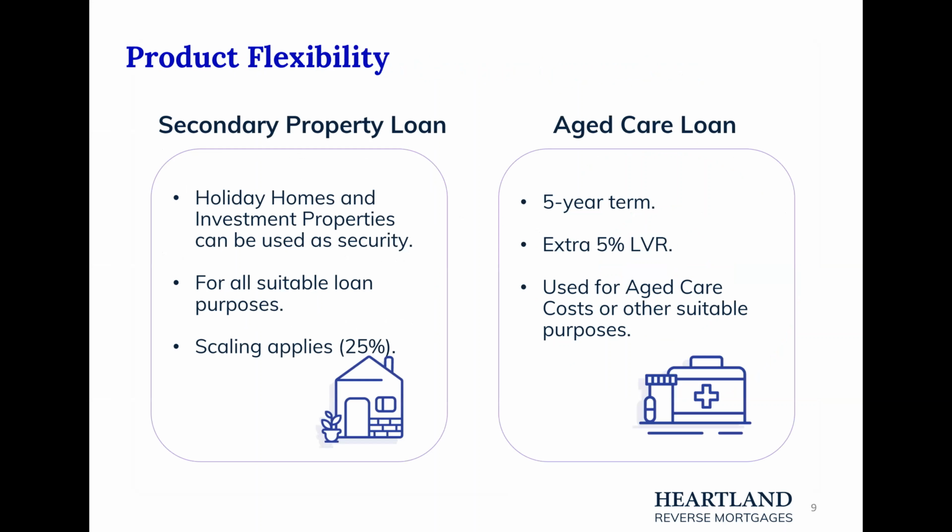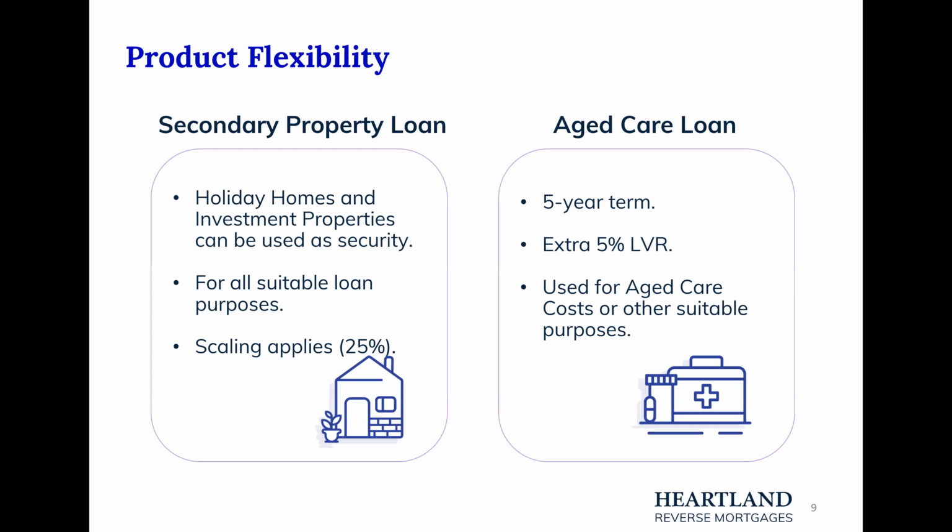So for a couple of the additional Heartland products we have, we have the secondary property loan. For the secondary property loan, we can use security for holiday homes and investment properties. They can all be used as security, and this can be for any suitable loan purposes, just like the standard reverse mortgage. The only real difference is that we will make a reduction of 25% to the maximum LVR for a standard reverse mortgage.